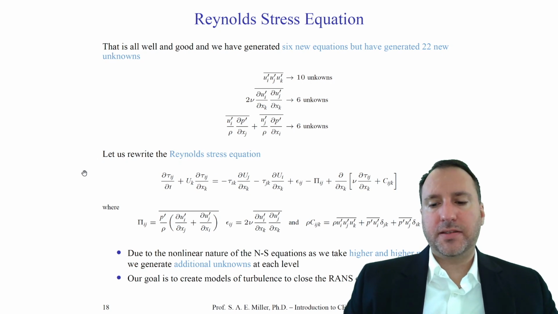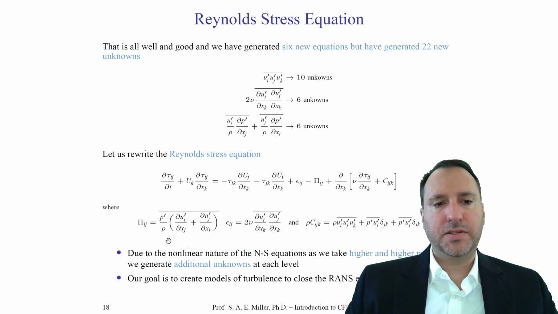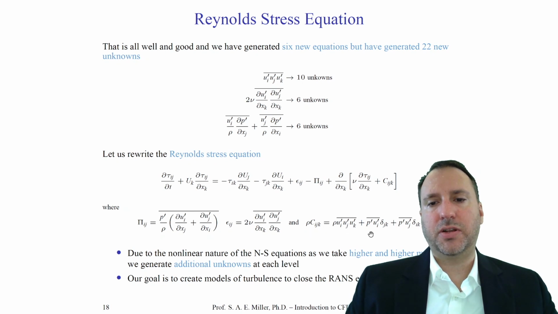We can now try and rewrite the stress equation at the lower part of 17 in a new way, and we'll write it here in a compact form. This is the way it will appear more so in the literature. You can see it's the exact same equation, but we've just lumped terms in and made some new definitions. For example, we've defined pi sub ij. This will be this particular correlation between p prime and the velocity derivative terms. Epsilon ij will be 2 nu times this particular term, which is very important, and rho C ijk will go as the triple correlation plus the 2 direct Kronecker delta functions of 2 double correlations between pressure and velocity.